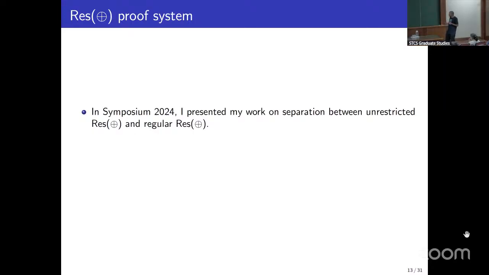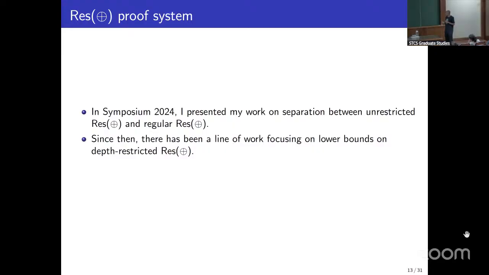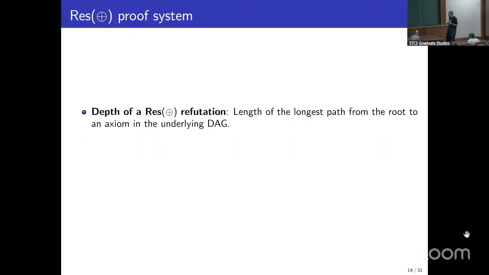And in the last symposium, I presented our work on separation between unrestricted ResLin and regular ResLin. Since then, there has been a line of work focusing on lower bounds on depth-restricted ResLin. And so what's the depth of a ResLin refutation?